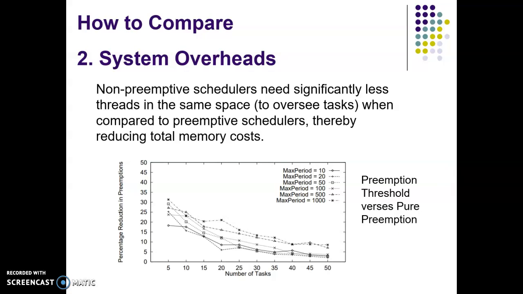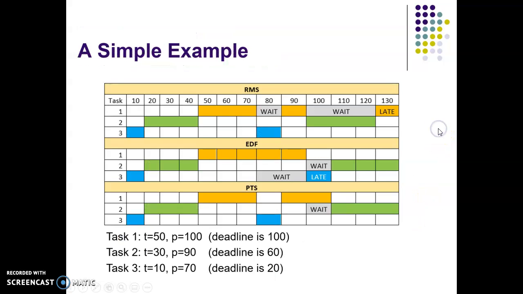Okay, another way to compare system overheads. Non-preemptive schedulers need significantly fewer threads in the same space, right? Each task that runs is a thread, and if you have too many threads running, this can cause problems. So non-preemptive schedulers need significantly fewer threads in the same space to oversee tasks when compared to preemptive schedulers, thereby reducing total memory costs. Okay, let's go through a simple example.